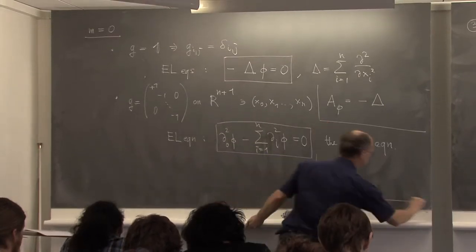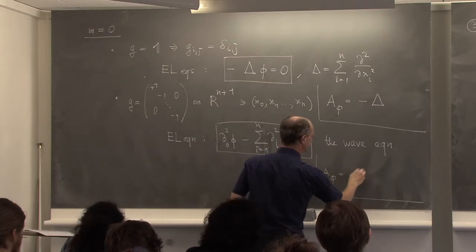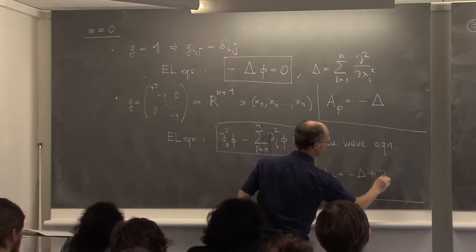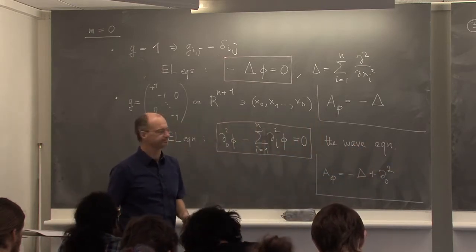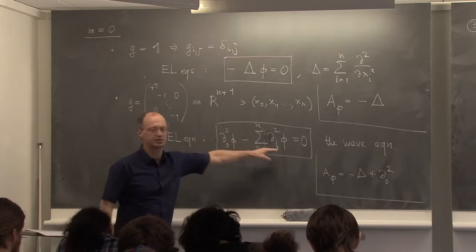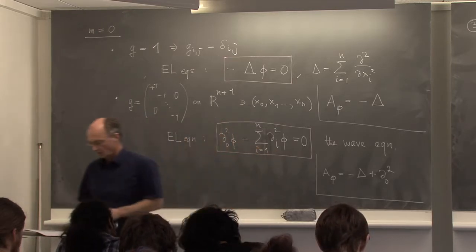And here, I think A phi will be minus Laplacian plus m squared. So just the operator that you see here. Right. All right.